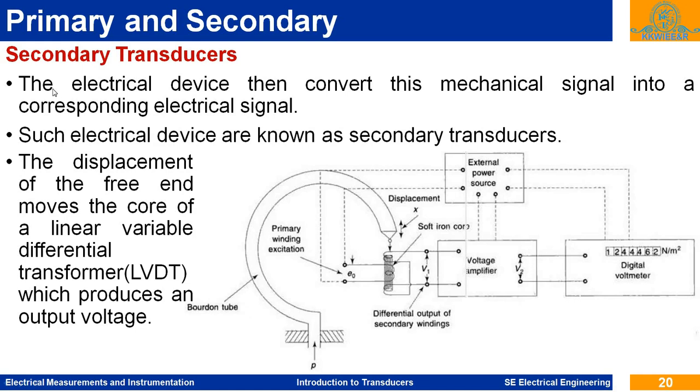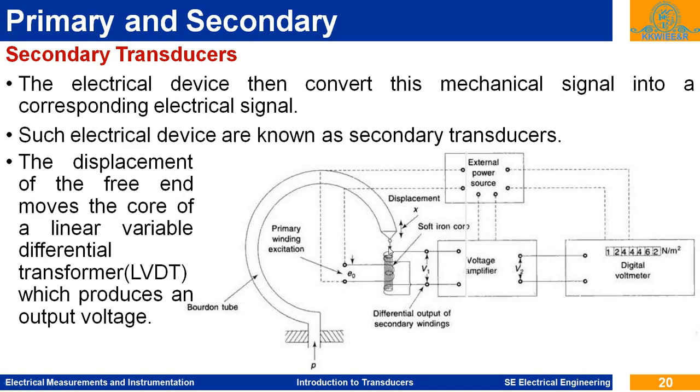Then next is a secondary transducer. The electrical device then converts this mechanical signal into a corresponding electrical signal. Such electrical devices are known as secondary transducers. So the displacement of the free end of this Bourdon tube is connected with the movable plunger of this LVDT, linear variable differential transformer.